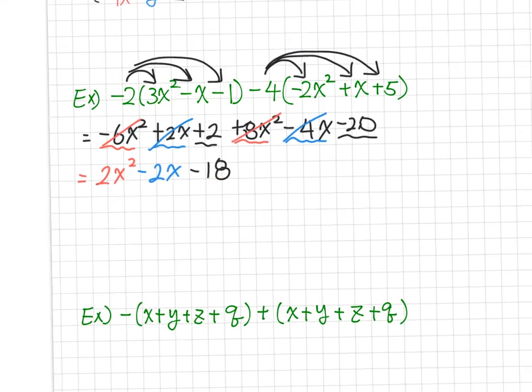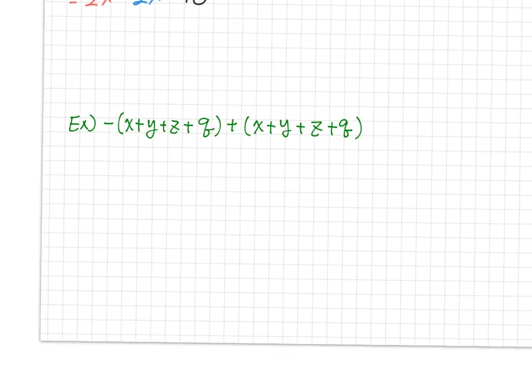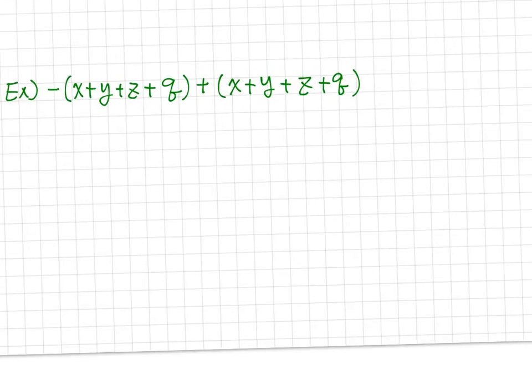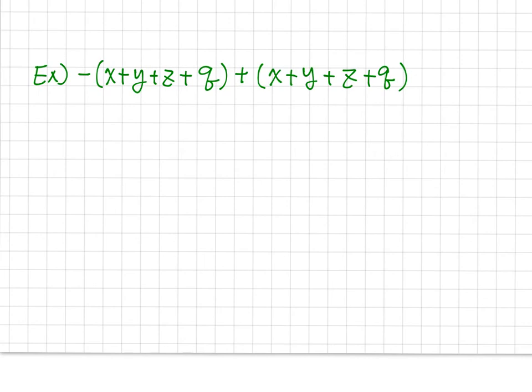Yay! Now, last example. You guys are hanging on really, really well. So let's finish this really quickly, okay? So same thing over here. We have negative, so that negative changes the sign of the inside to the opposite. So this becomes negative x minus y minus z minus q.